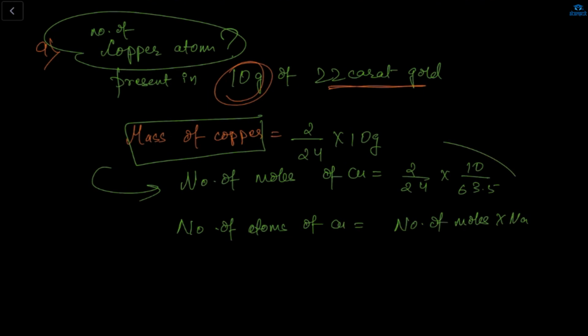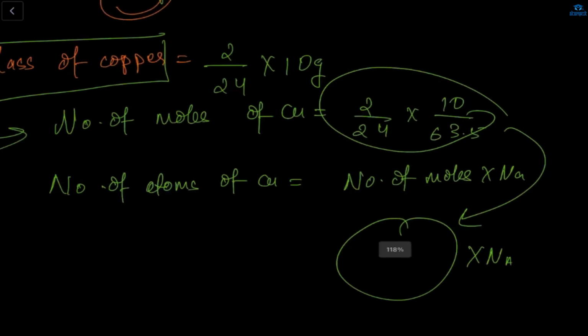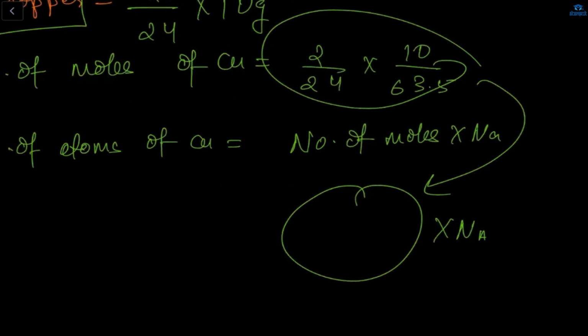So this whole thing. Ma'am, shouldn't it be 6.35? No, it should be 63.5. Oh, okay, right. Ma'am, in one part I've written 63.5, in one part I've written 6.35. Okay. So ninth one also done.